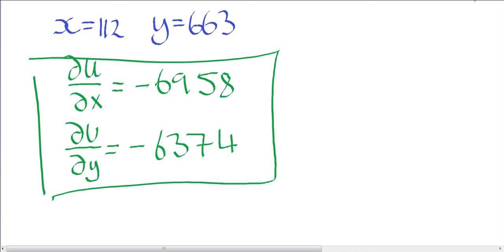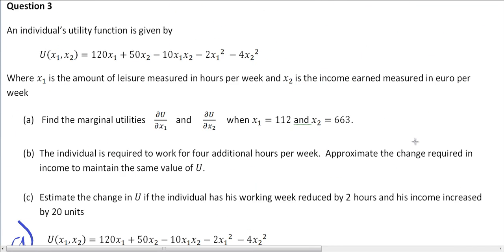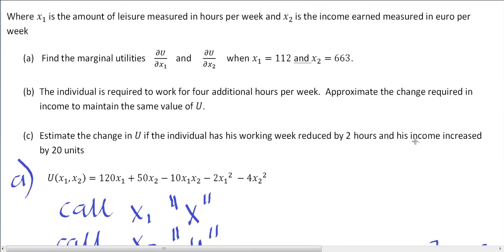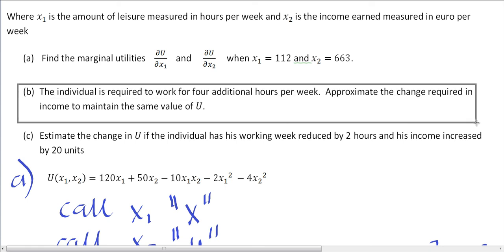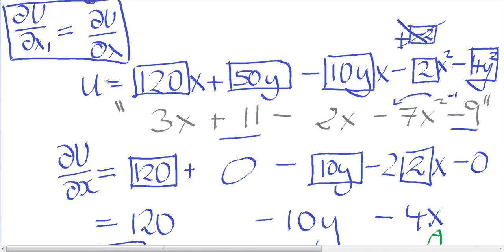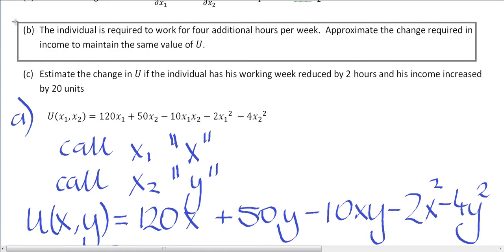Okay, so let's just look at the next part of the question. The individual is required to work for 4 additional hours per week. I'm at part B here. Approximate the change required in income to maintain the same value of u. Okay, so let's just take that question down.